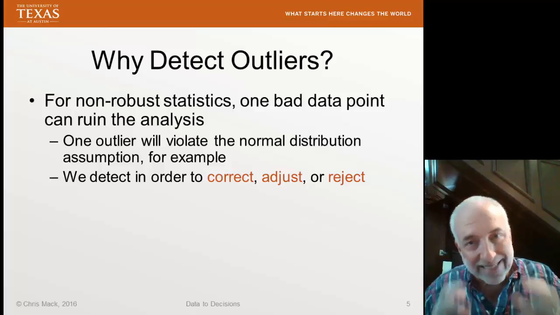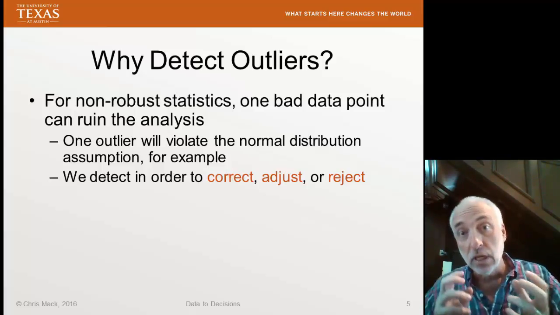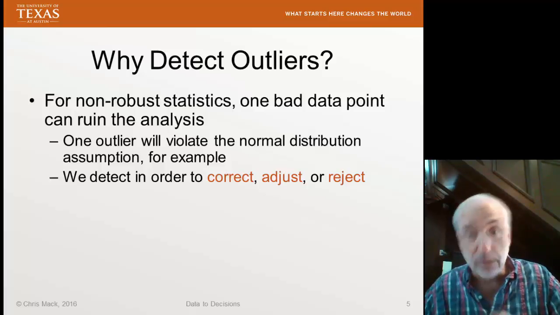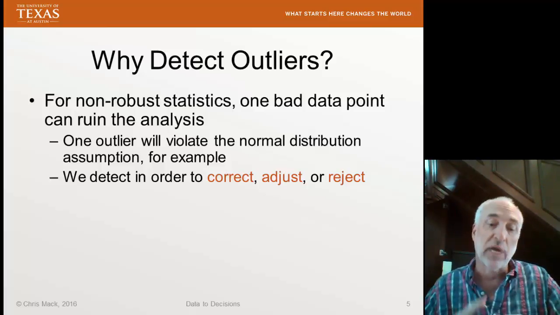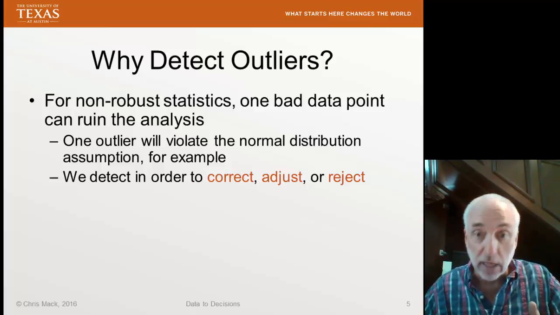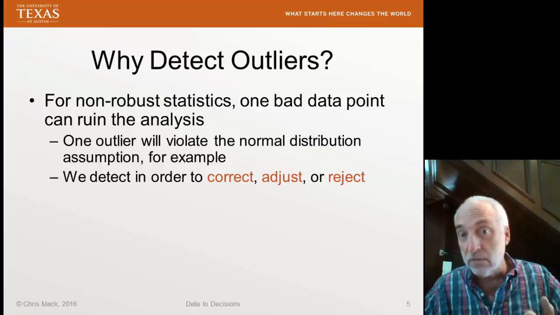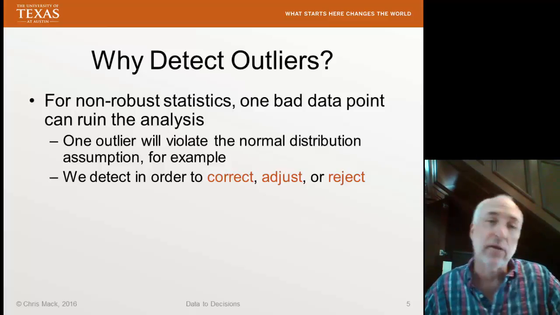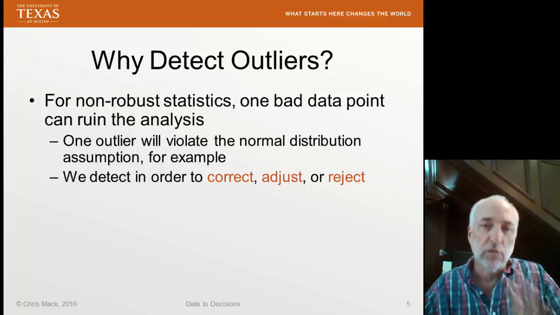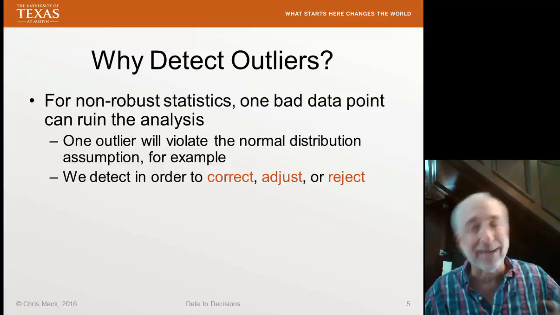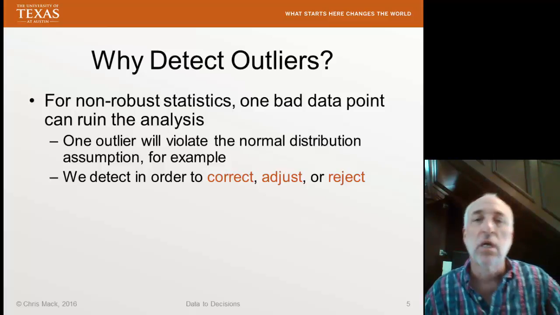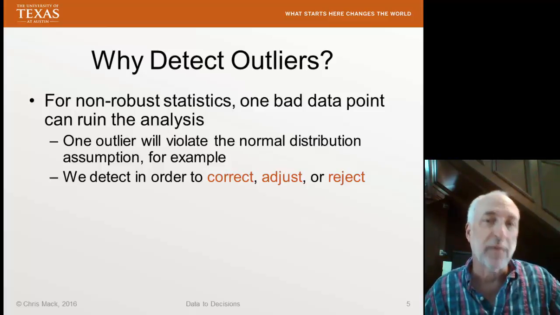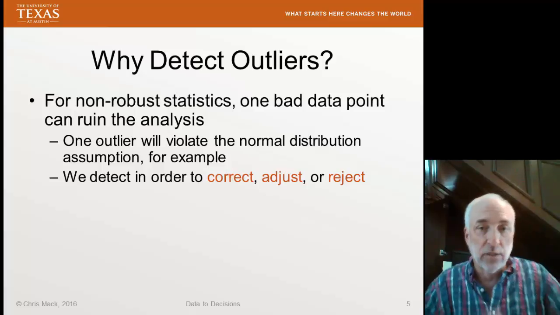So we detect outliers. Often we detect outliers for the purpose of correcting our measurement process or our experimental procedures or something that gave rise to that outlier, adjusting either the process or the data itself, or rejecting the outlier. We're going to talk more about what we do with an outlier in a couple of lectures. We spend the first couple of lectures talking about how to, in fact, detect outliers.